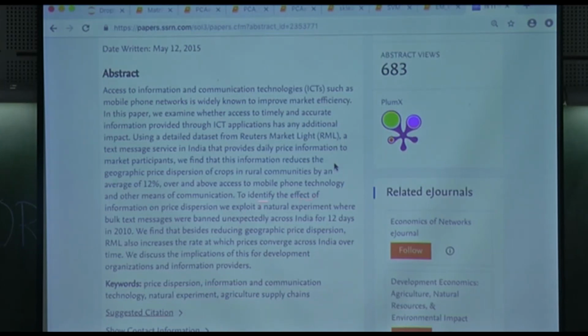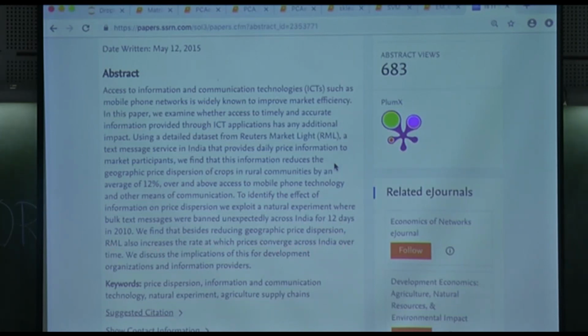To identify the effect of information on price dispersion, we exploited a natural experiment where the bulk text messages were banned unexpectedly across India for 12 days in 2010. Does anybody know why that happened? There was some political event. We find that besides reducing geographical price dispersion, RML also increases the rate at which prices converge across India over time.